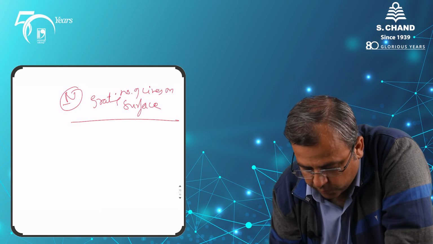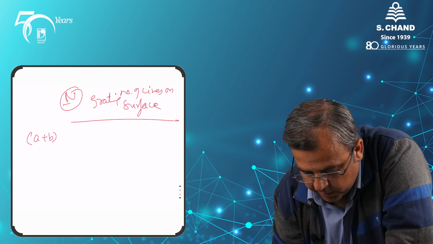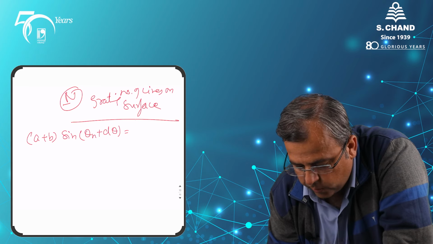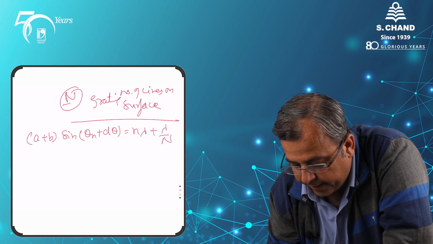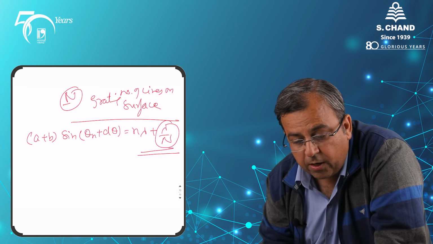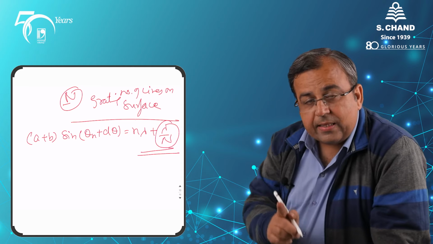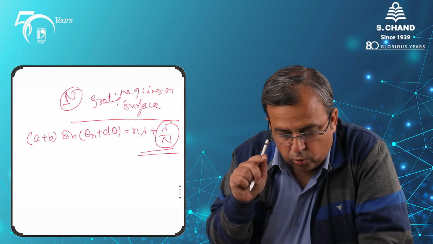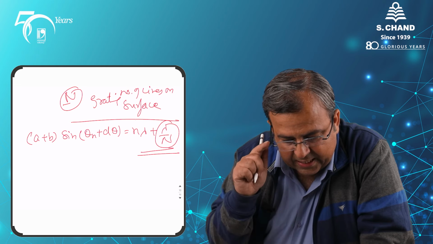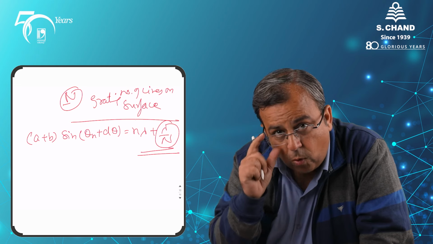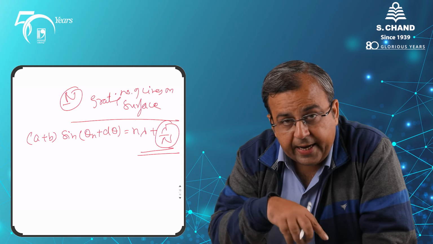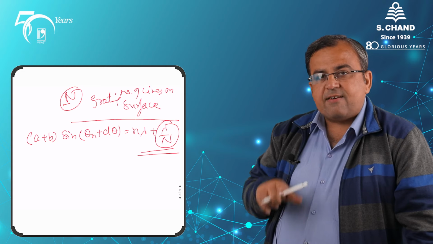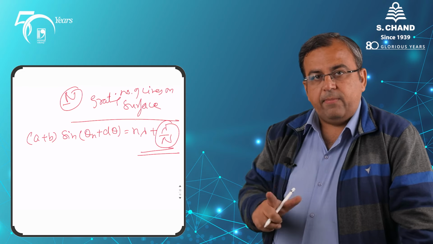Now you see what we got: (a plus b) sin of (theta n plus d theta) is equal to n lambda plus lambda upon N. So what is this lambda upon N? This is the extra path difference. We have introduced it because we want these two lines to be resolved, and they are resolved only when we introduce this extra path difference, which is equal to lambda upon N.